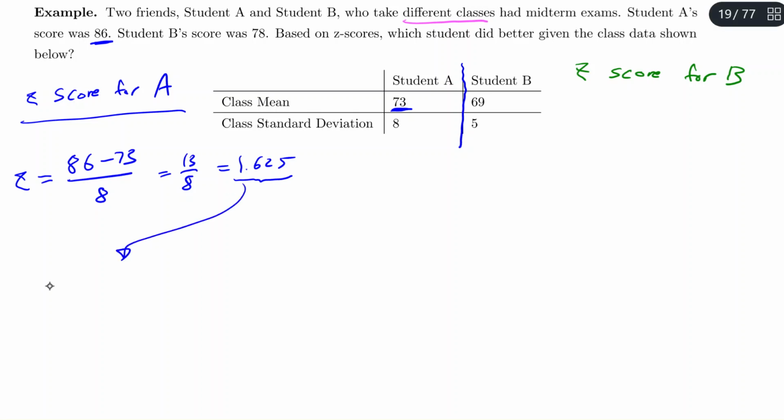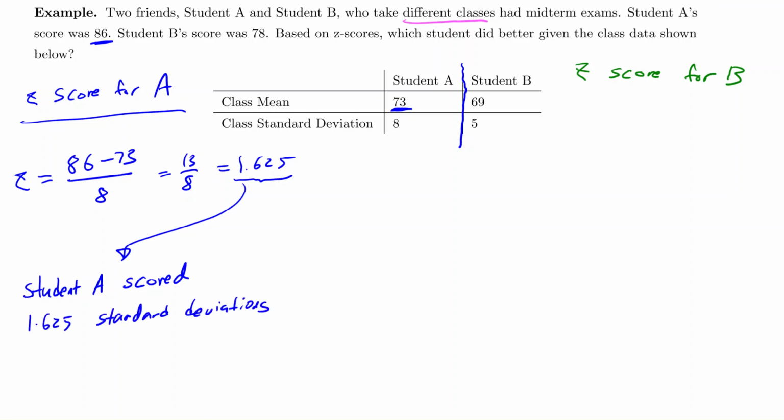This means student A scored 1.625 standard deviations above their class mean. So student A's score is 1.625 standard deviations above the mean score of 73. That's what it means. How do we know it's above? Because the z-score is positive. It is possible to get a negative z-score. That means the value is less than the mean if you get a negative z-score.